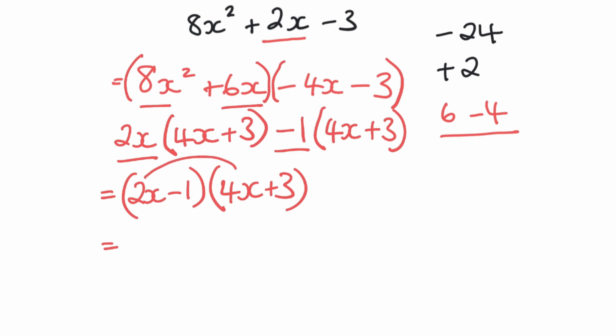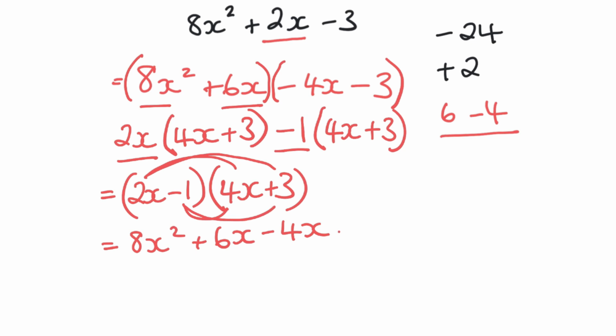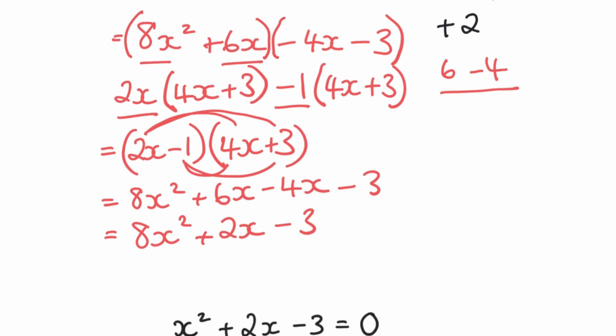So 2x times 4x is 8x squared. 2x times 3 is 6x. Minus 1 times 4x is minus 4x. Minus 1 times 3 is minus 3. Simplifies to 8x squared plus 2x minus 3, which is what we started with. So we know that we've got the right factorisation here. We've got the right values in the brackets.